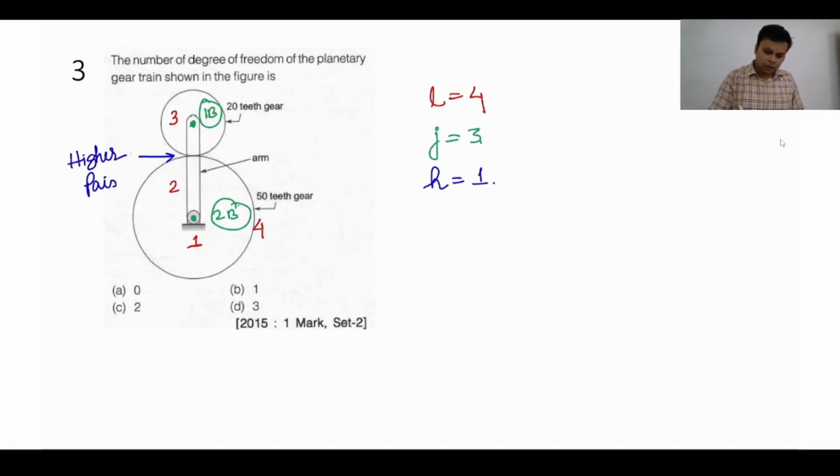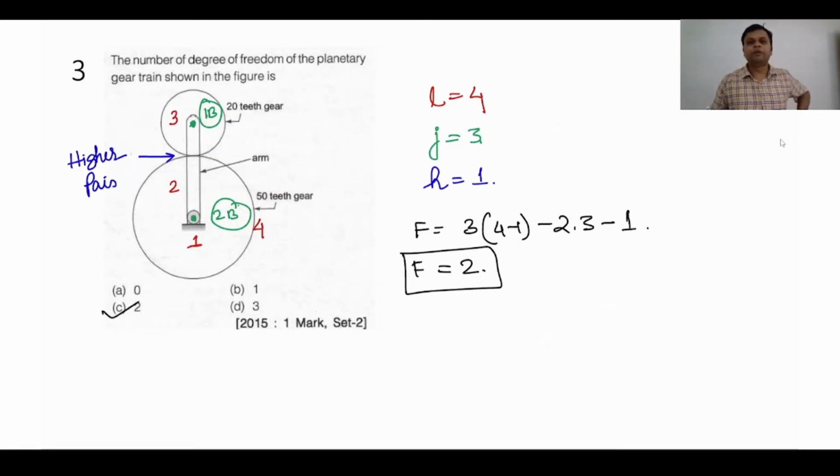So we will use the formula of degree of freedom. F is equal to 3 times (4 minus 1) minus 2 times 3 minus 1, so 9 minus 7, so degree of freedom is equal to 2.